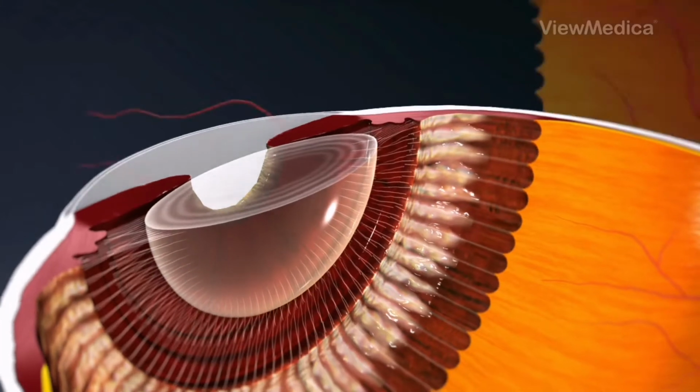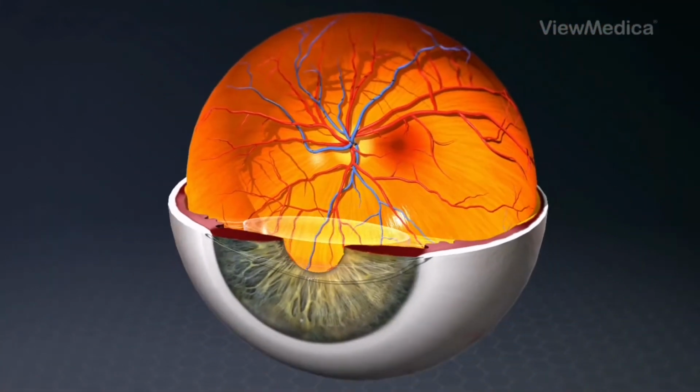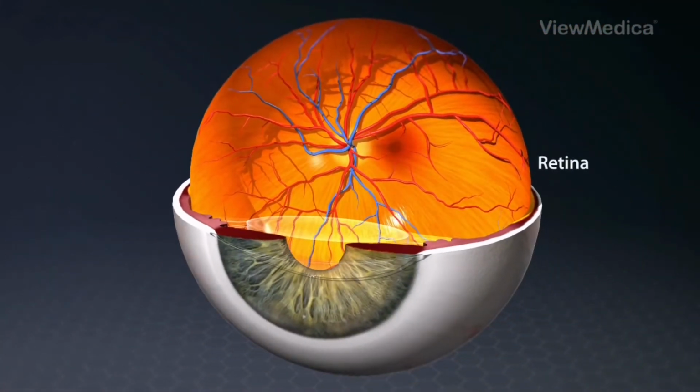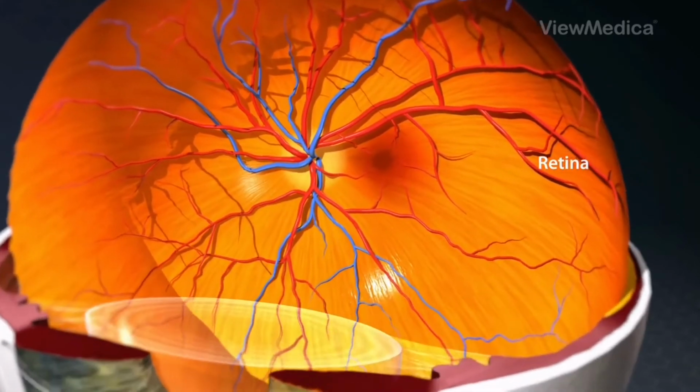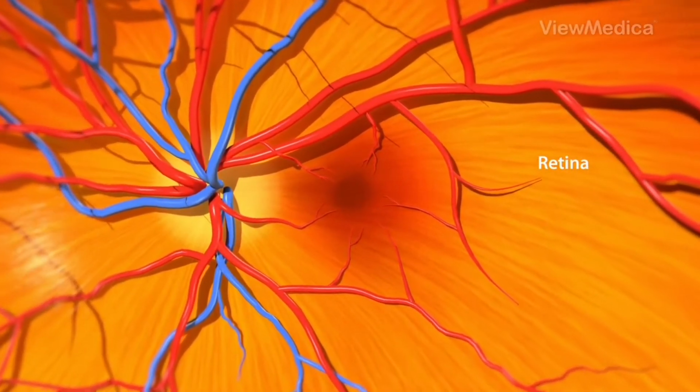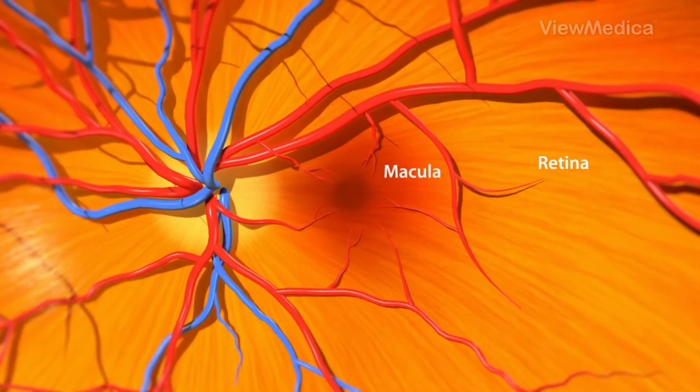After light passes through the lens, it strikes the retina. This thin layer of light-sensitive tissue covers the back of the eye's interior. The small central portion, called the macula, is responsible for detailed vision. In the center of the macula is a small dimple called the fovea. It contains the highest concentration of light-sensitive cells.